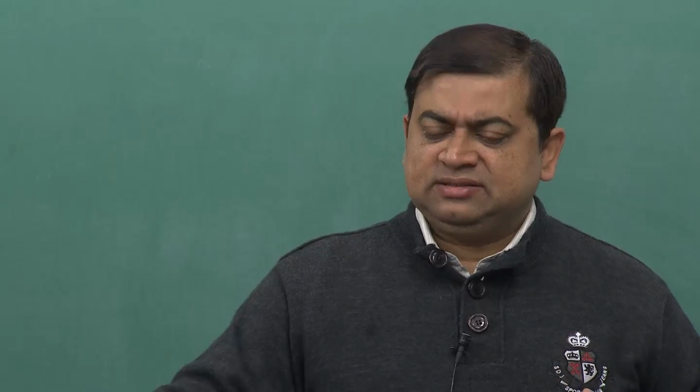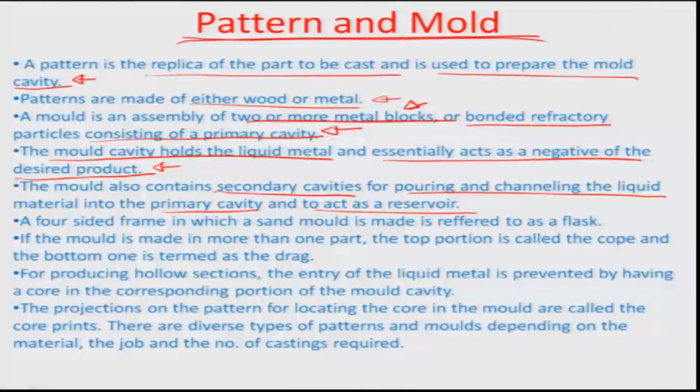So, it is obviously a wastage of material, because you want to design the riser and runner in a manner so that the wastage is very little, but still there is going to be wastage of material during this pouring process. Okay. A 4-sided frame in which sand mold is made is referred to normally as a flask.